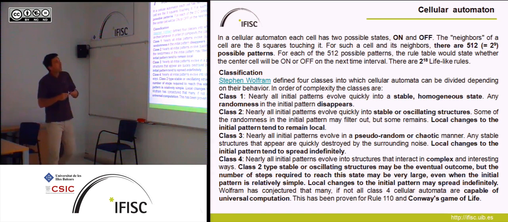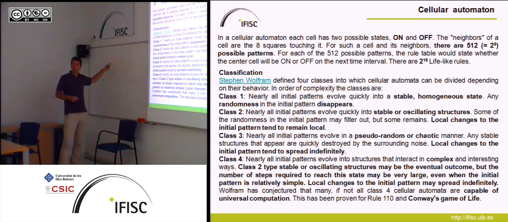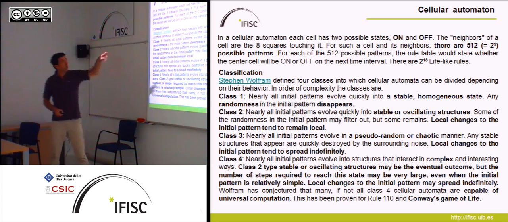Well, if you want the rule to depend only on the number of cells that are on and off, and not on the position, then this is 2 to the 18 Life-like rules. So these are all the possible rules you have.